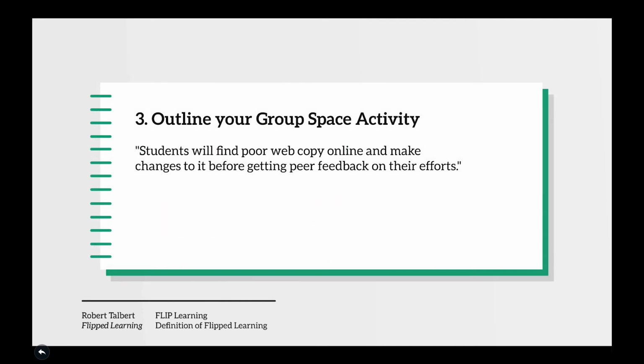Step 3, outline your group space activity. In this activity, students will find poor web copy online and make changes to it before getting peer feedback on their efforts. This makes use of the group space because students are working on the hardest part of the lesson together.